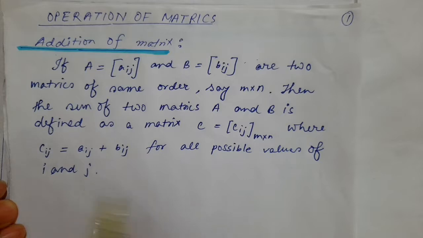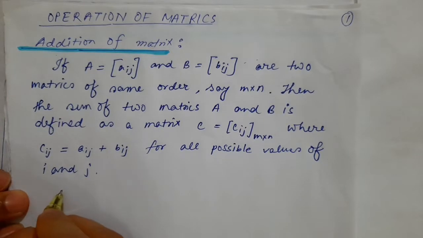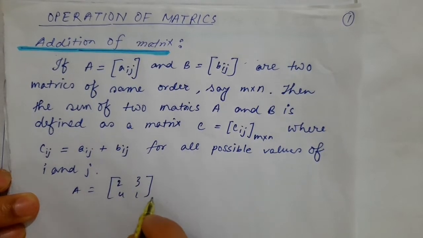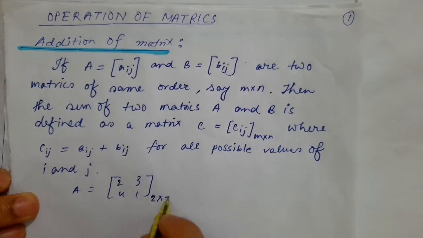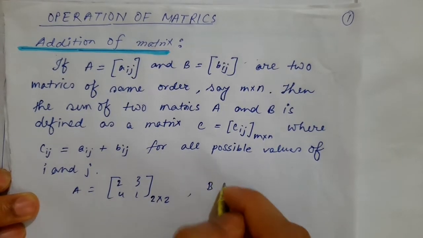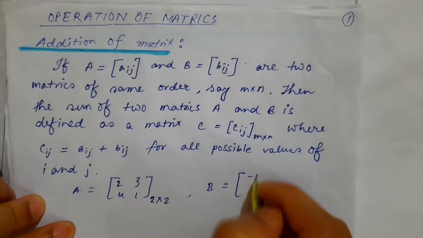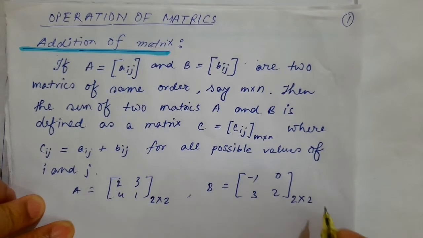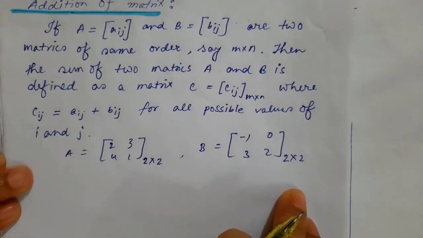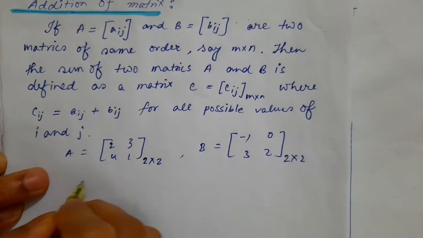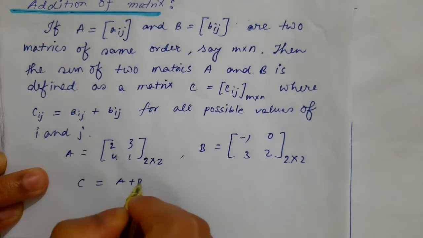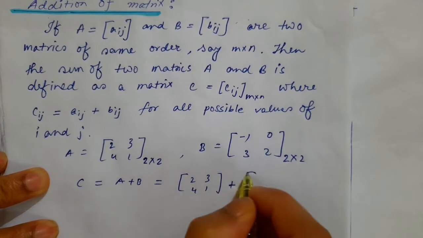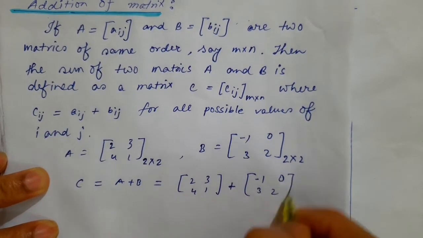The concept will be clear if we explain it through an example. Suppose a matrix A equal to 2, 3, 4, 1. It is a 2 by 2 matrix. That means the order of this matrix is 2 by 2. We will consider another matrix B, -1, 0, 3, 2. That is also a 2 by 2 matrix. Both are of the same order. So now a matrix C, suppose C equal to A plus B. Addition of these two matrices will be like this: 2, 3, 4, 1 plus -1, 0, 3, 2.